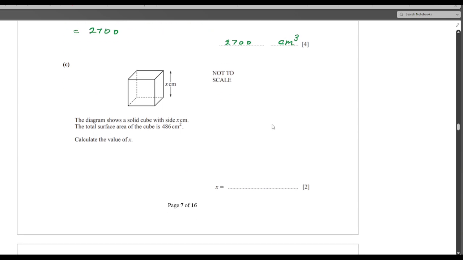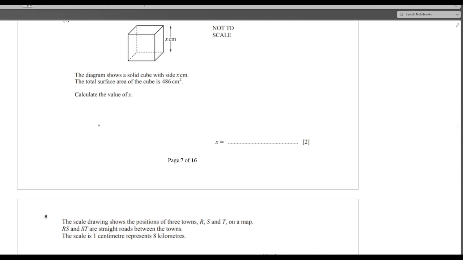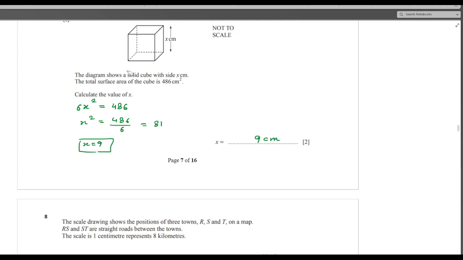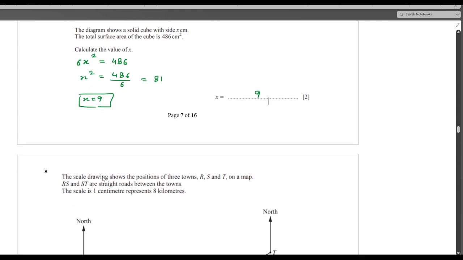The total surface area of the cube is 486. Calculate x. We know that total surface area is 6x square. So your 6x square is equal to 486. So your x square will be 486 divided by 6, which is 81. You will get x is equal to 9. So your x is 9 centimeter, or I will simply say x is equal to 9. Here centimeter is written, x centimeter, x is equal to 9.